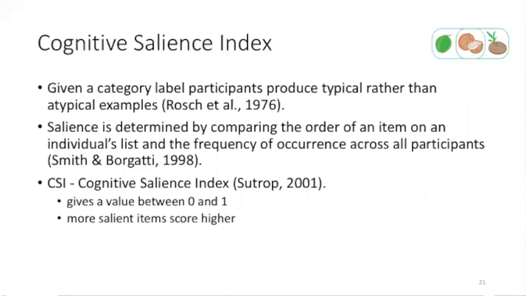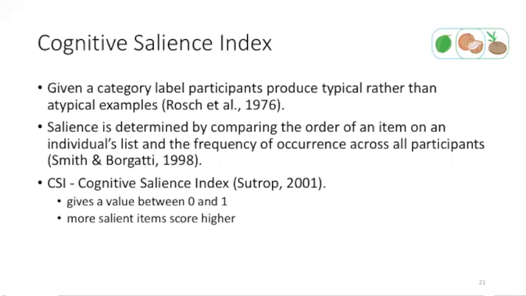Another way of looking at the data is to look at the salience of an item. Given a category label, participants produce typical rather than atypical examples. Salience can be determined by comparing the order of an item on an individual's list and the frequency of occurrence across all participants. That was known as the Smith Salience Index, but a newer version called the Cognitive Salience Index has been created by Sutrop, and it gives you a value between 0 and 1, where more salient items score higher. Now, this CSI score is an improved version of Smith's salience.